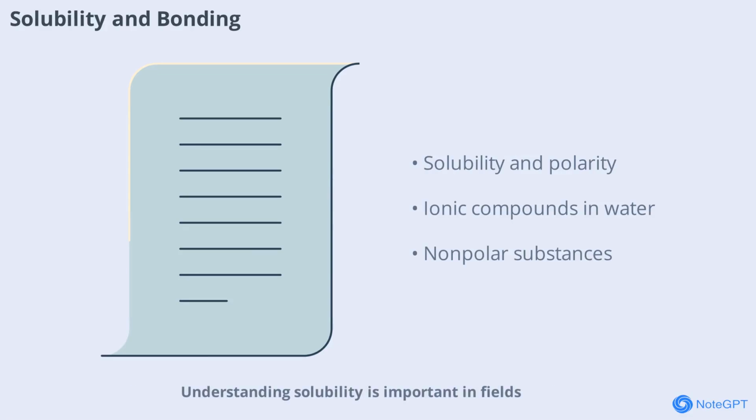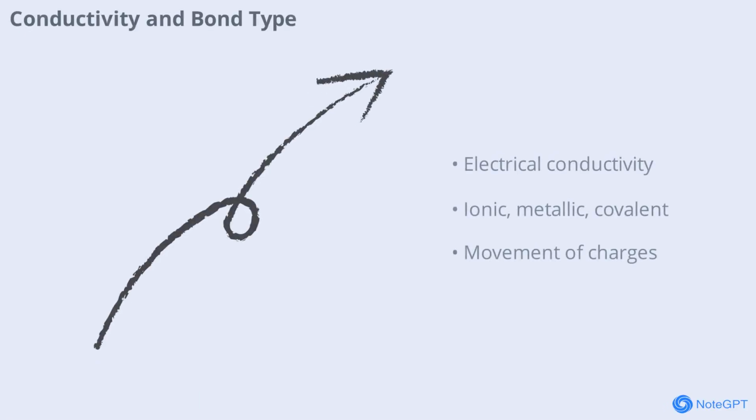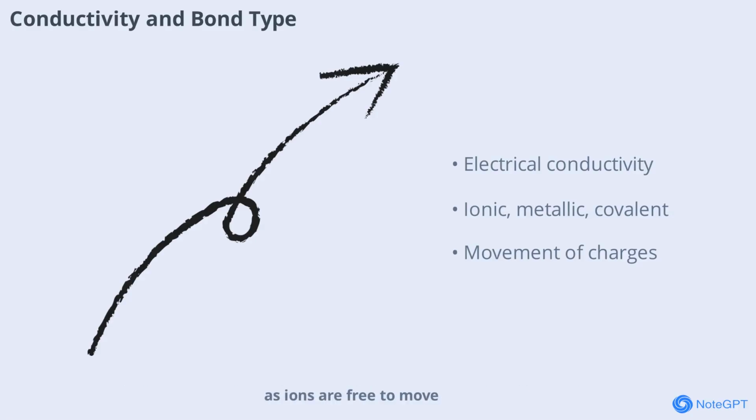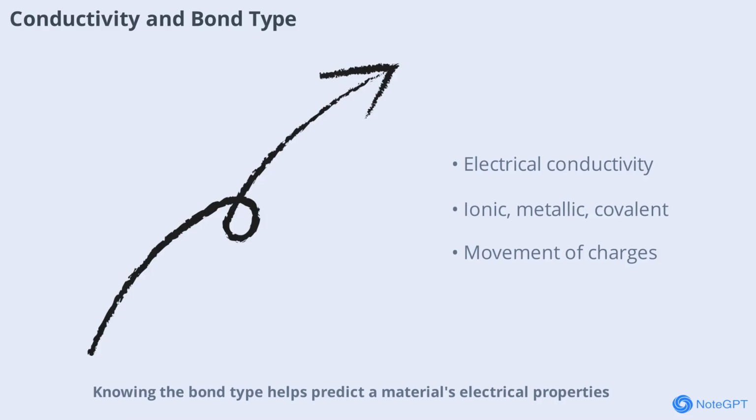Understanding solubility is important in fields ranging from medicine to environmental science. The ability of a substance to conduct electricity depends on its bonding. Ionic compounds conduct electricity when melted or dissolved, as ions are free to move. Metals conduct electricity in solid form due to their sea of electrons. Most covalent compounds do not conduct electricity, except for some special cases like acids in water. Knowing the bond type helps predict a material's electrical properties.